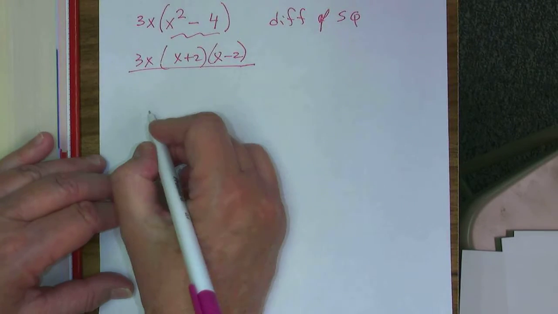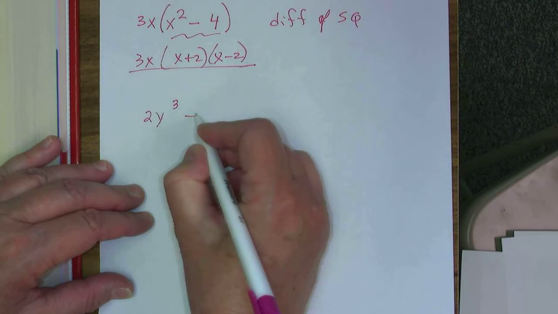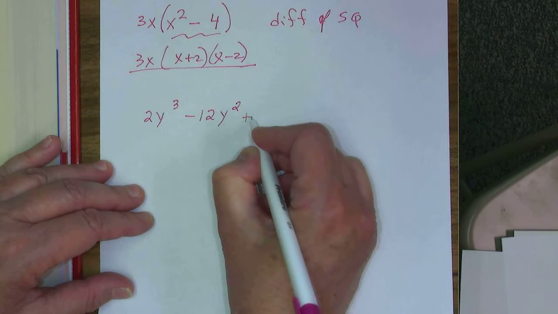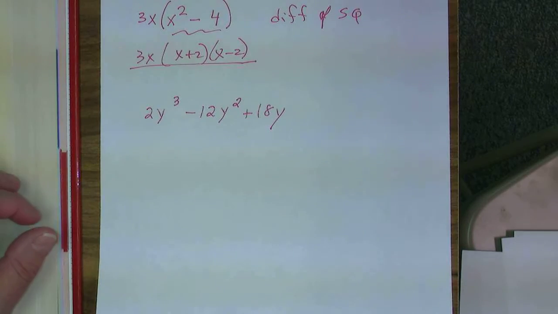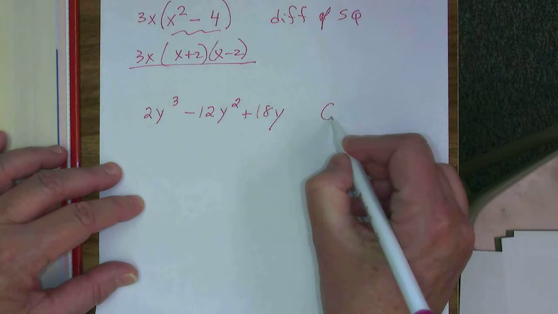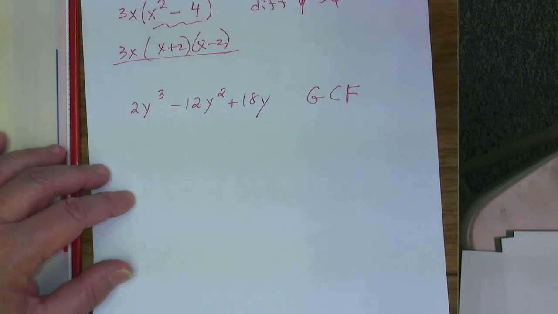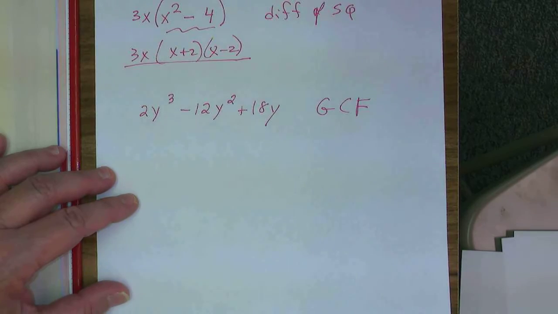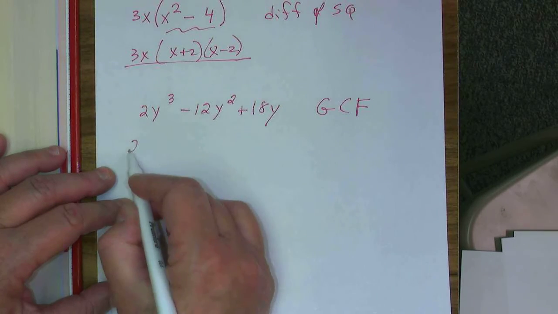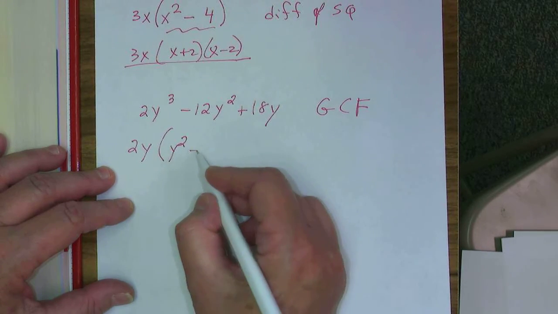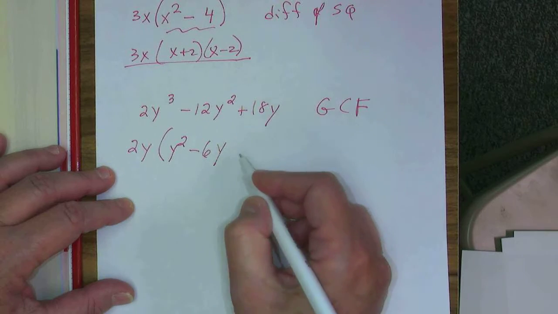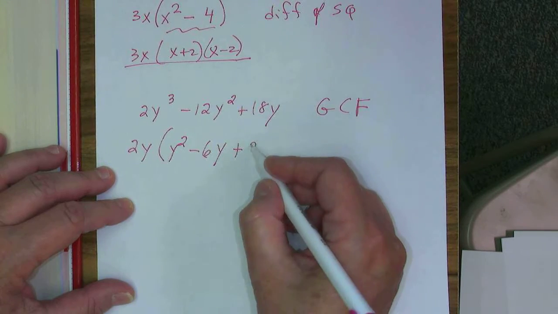Let's take 2y cubed minus 12y squared plus 18y. Again, pause the video and work the problem yourself and see if you get the answer that we're going to get here. It does have a GCF. They all have a 2, the numbers are multiples of 2. They all have a y. So let's take that out first. We took out the 2, we took out a y. Divide out the 2, we have y squared minus 6y plus 9. We took out the y.